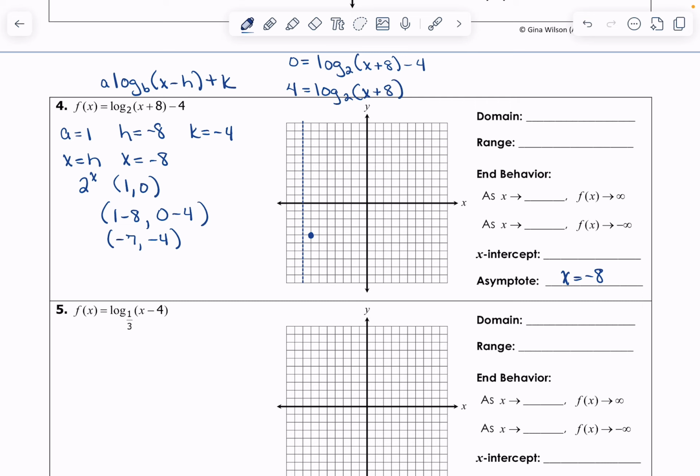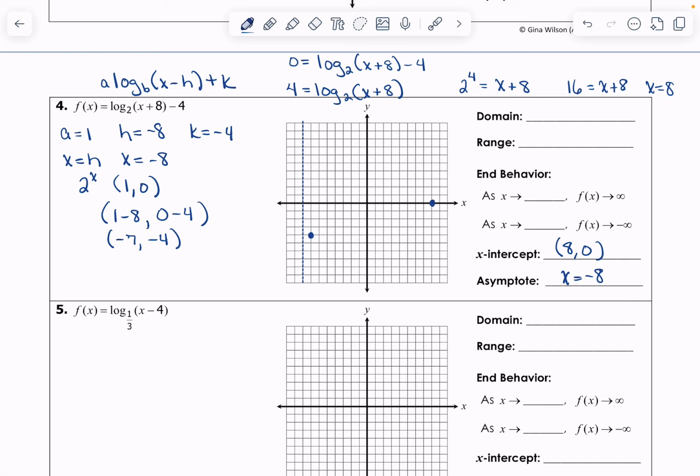This is a log equation, so in order to solve, I'm going to put it into exponential form. So that's 2 to the 4th power equals x plus 8. Well, 2 to the 4th power is 16. And finishing solving for x here, if I subtract 8 from both sides, I get x equals 8. So my x-intercept is 8, 0, which is right here.